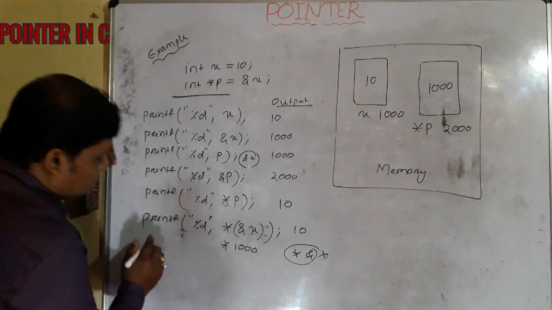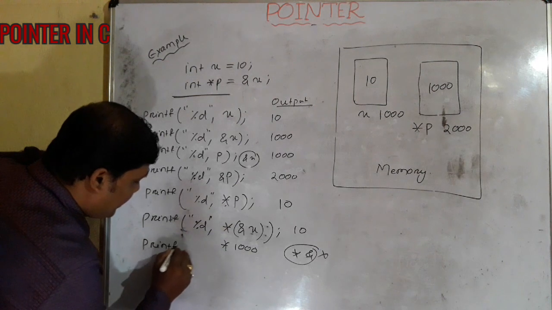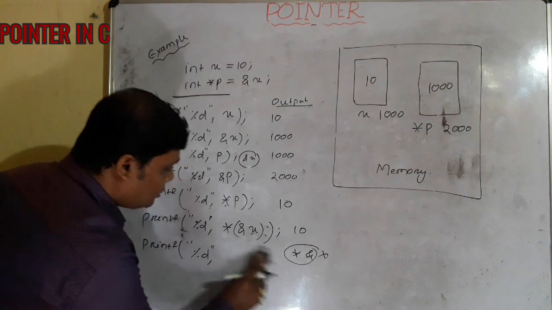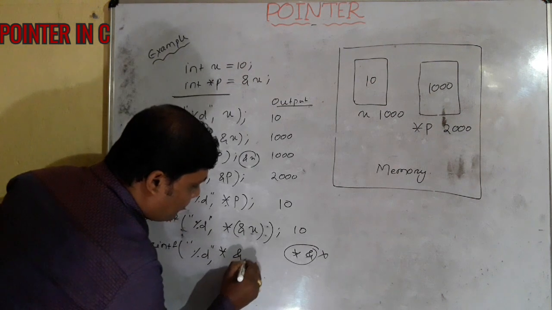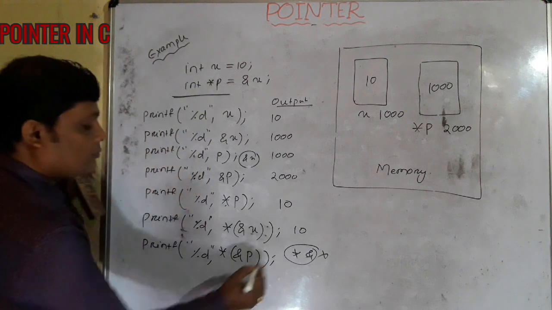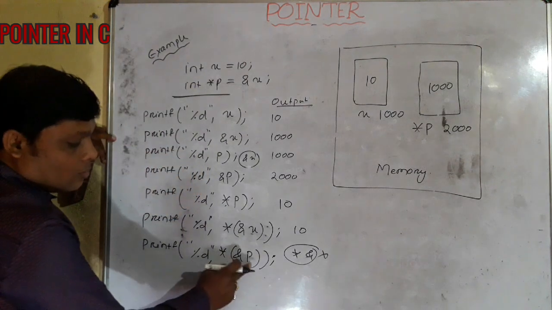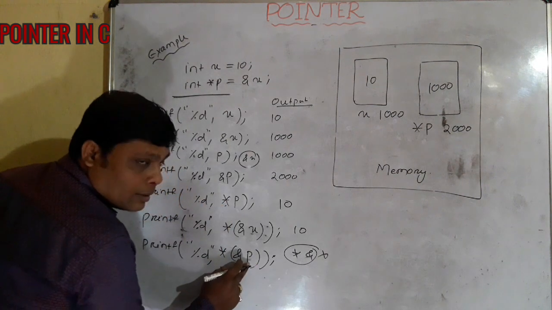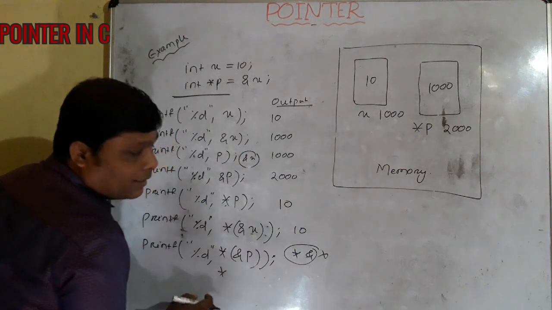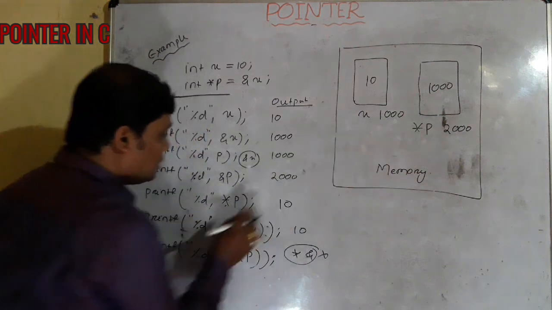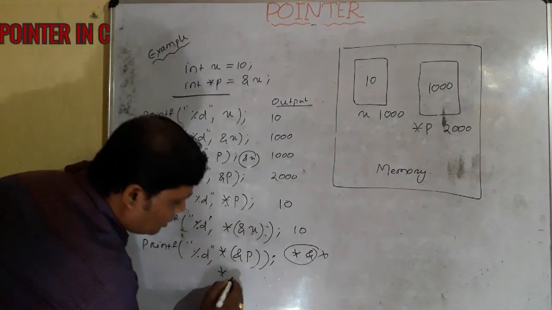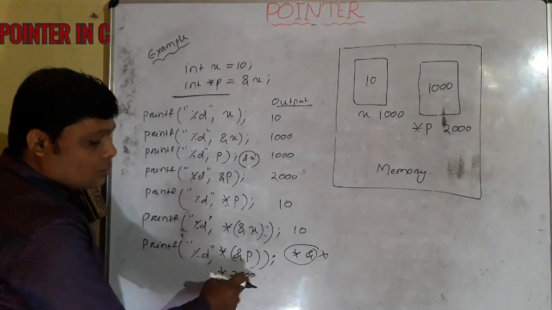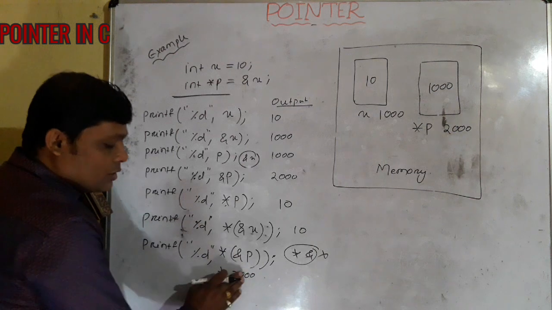Clear? So next one is printf %d. Suppose this is *&p. You can see after star one address is there. So *&p. P is taking some memory space, that is 2000. Address of p is 2000. We have displayed here, address of p is 2000. So this is nothing but *2000. So after star there is one address. Clear? So this is okay.